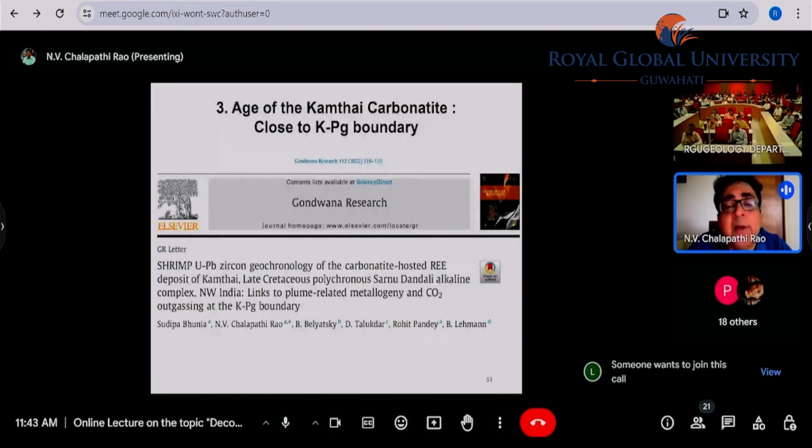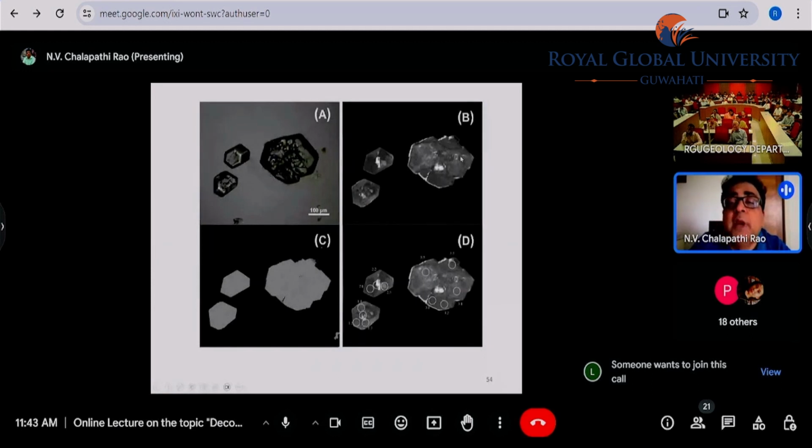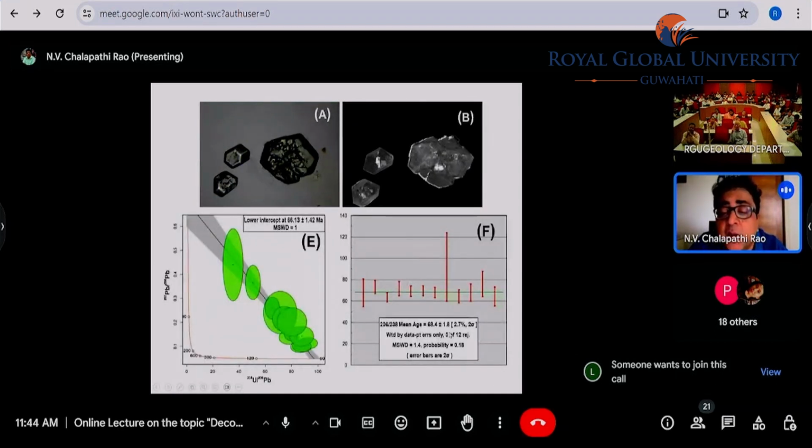So, how we dated the complex at Kamthai: we separated a few zircons. These are zircons, you can see. We used the SHRIMP technique, an ion microprobe technique, to date them. The circles are the places where we used the SHRIMP technique to ablate the zircon, and we obtained ages around 68 to 65 million years, you can see, by using the uranium-lead dating technique.